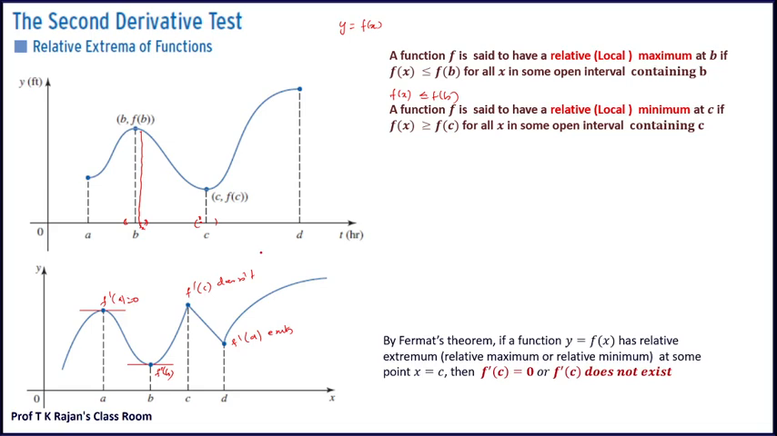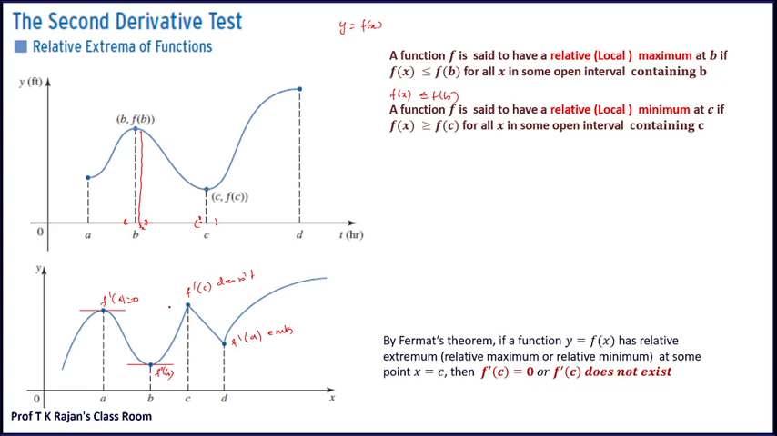So this is Fermat's theorem. By Fermat's theorem, if a function y equal to f of x has a relative extremum at some point x equal to c, then f dash of c equals 0 or f dash of c does not exist. So this is only a necessary condition. If f of x has relative maximum, then either f dash of c will be equal to 0 or f dash of c does not exist. Here, f dash of c equal to 0 or f dash of c does not exist doesn't indicate the function has relative maximum or minimum. Even without having relative maximum or relative minimum, f dash of c can be 0 or f dash of c may not exist.